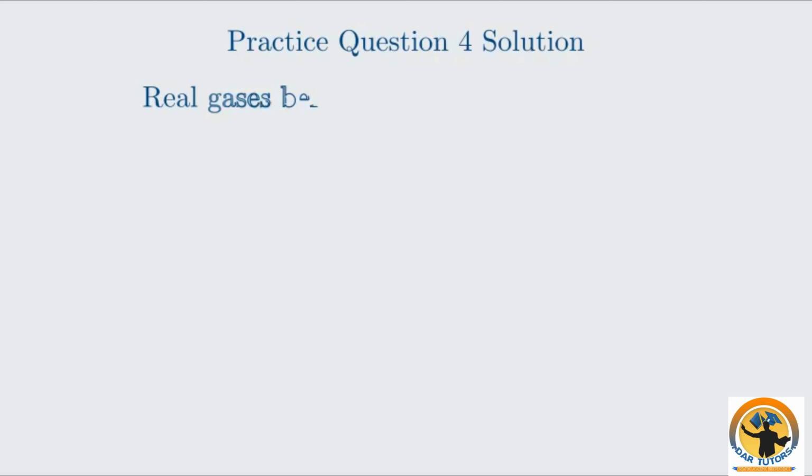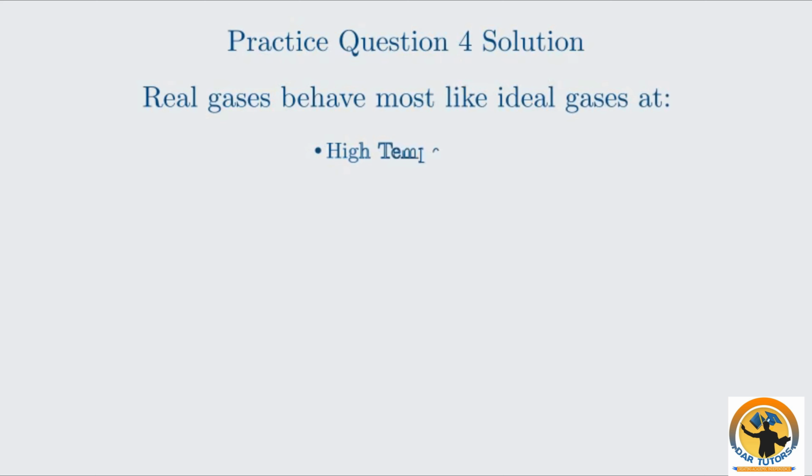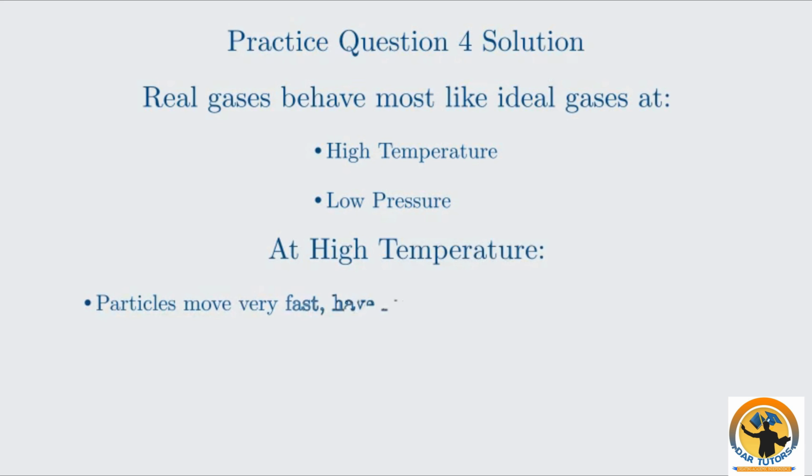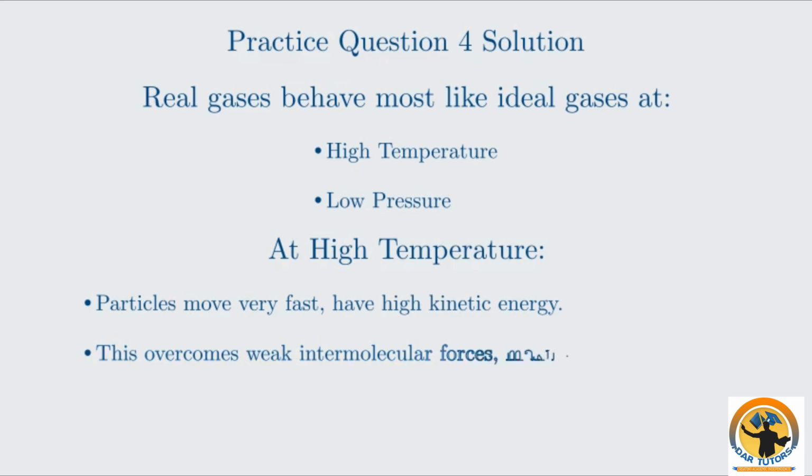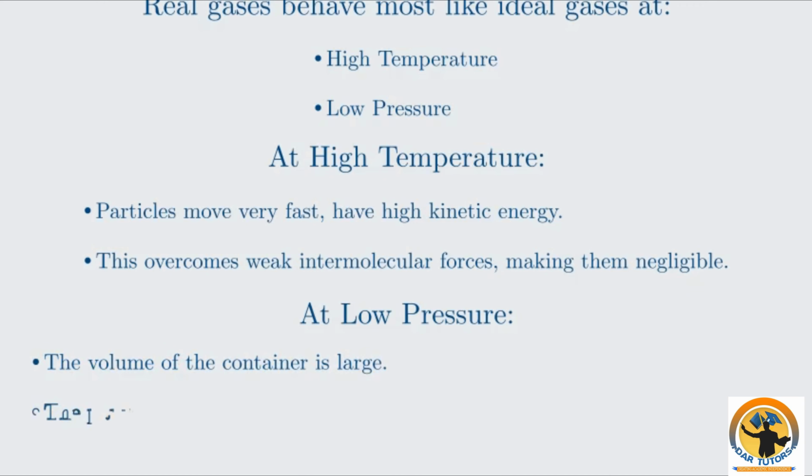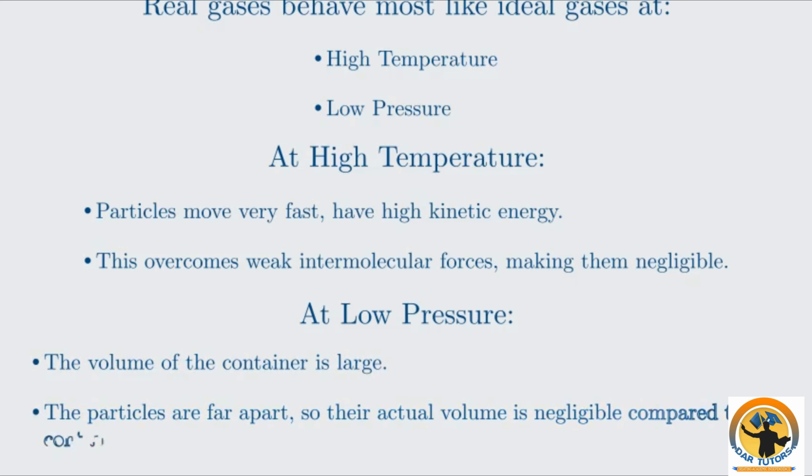Real gases behave most like ideal gases under two conditions: high temperature and low pressure. Let's explain why. At high temperatures, the gas particles are moving very quickly. This high kinetic energy is much greater than the weak intermolecular forces between them. So these forces become negligible, fulfilling the second ideal gas assumption. At low pressures, the volume of the container is large. The gas particles are far apart. In this situation, the actual volume of the particles themselves becomes a tiny fraction of the total container volume, fulfilling the first ideal gas assumption.